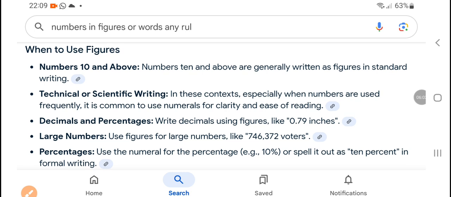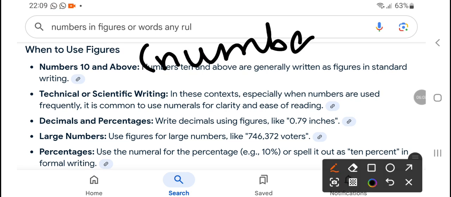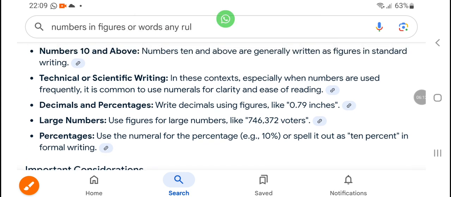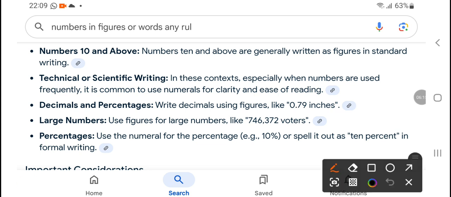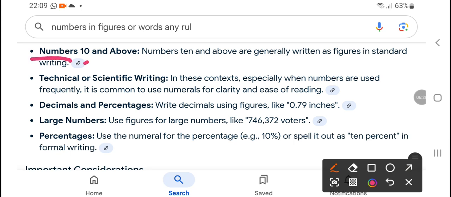Now, when to use figures? Figure means number. When to use numbers, right? Numbers 10 and above should be written as figures. Numbers 10 and above, right, are generally written as figures in standard writing.